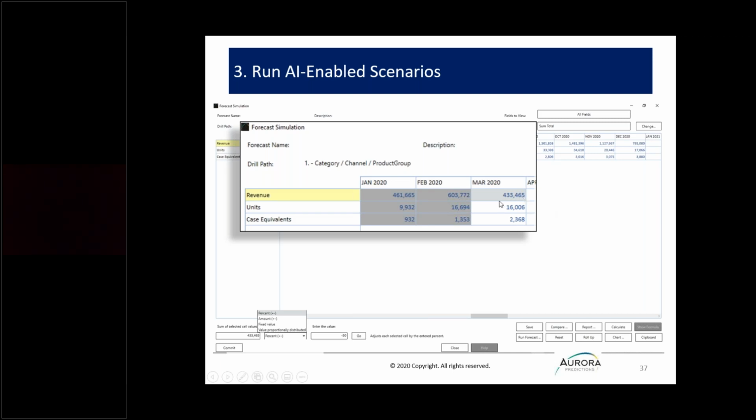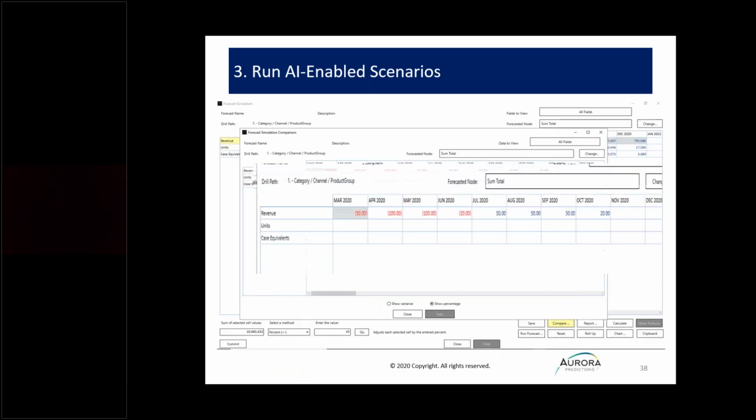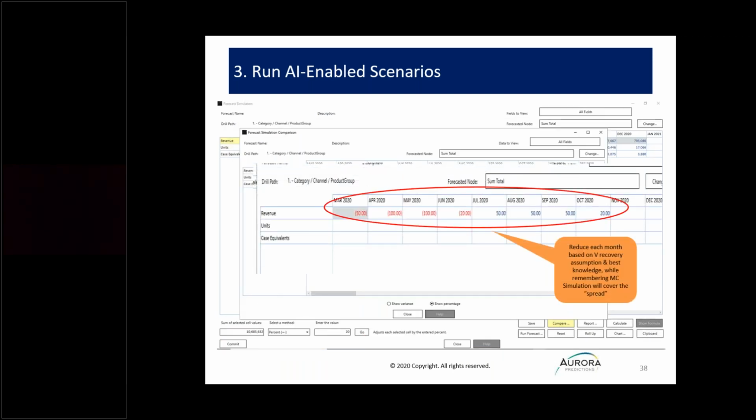We're going to say, okay, March is not going to be 100% because we're going to close our store starting in the second half of March. So we're going to reduce March through this area down here. We're going to reduce March by 50%. And we're going to go ahead and do that for the rest of the months. So we reduce March 50%.